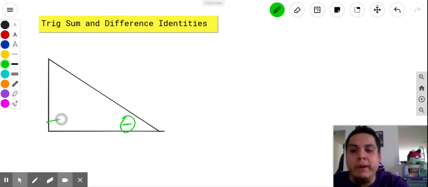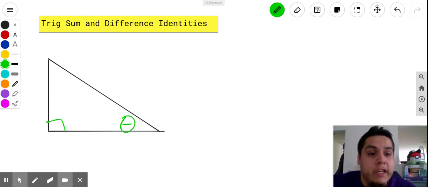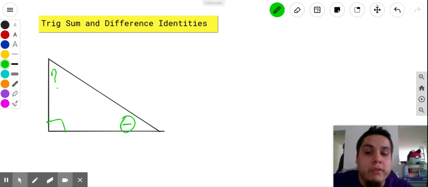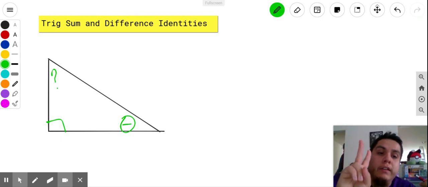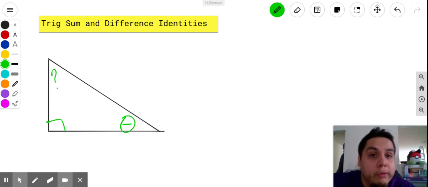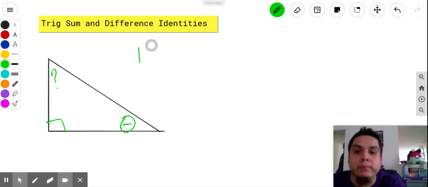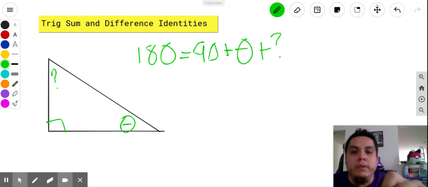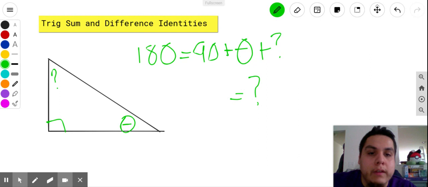So let's say we have a right triangle here, and I have just an angle known as theta. If I'm trying to figure out this other angle over here, I have a theta, a 90-degree angle, and this unknown. I know that all three have to add up to 180 degrees. So I could say that 180 should equal 90 plus theta plus that unknown. So if you solve this equation, you should be able to figure out what that unknown is in terms of theta.